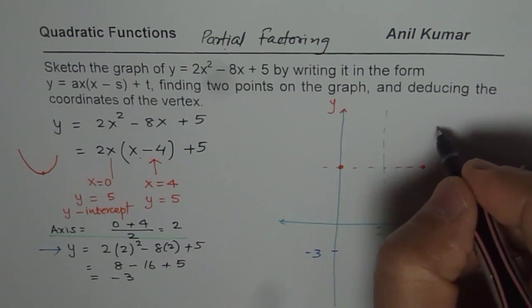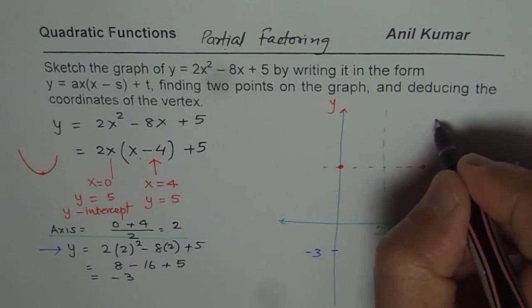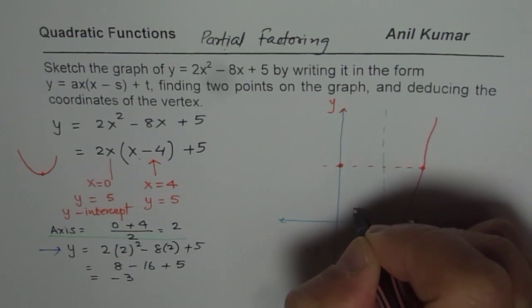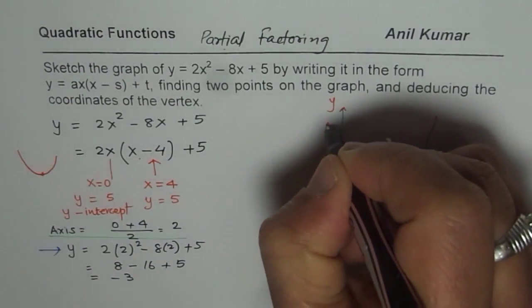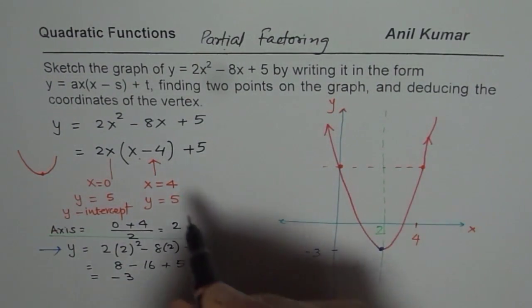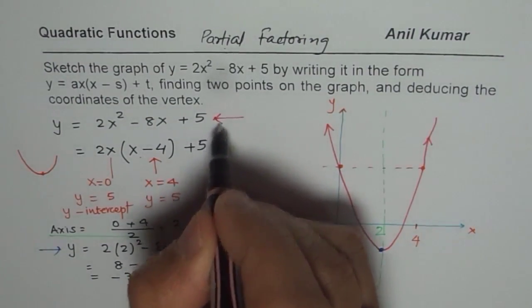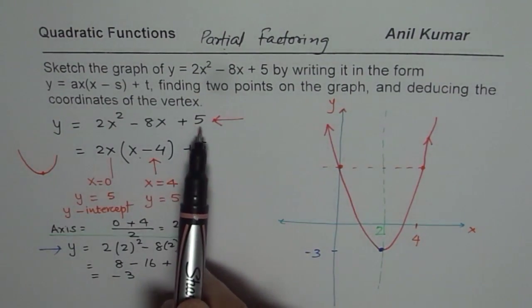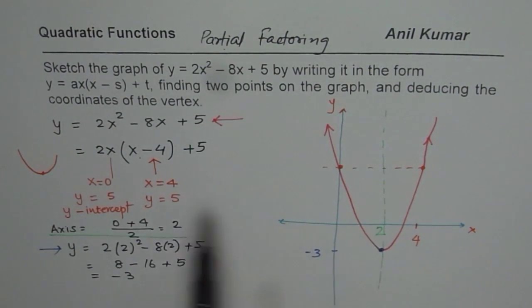So now we'll just join this, and we say that is our parabola. So we do like this. So that is the parabola which is represented by this equation. Do you get it? How easy it was. We did not do factoring. It is very difficult to factor this equation, and we did not even do completing the square. We saved a lot of time.